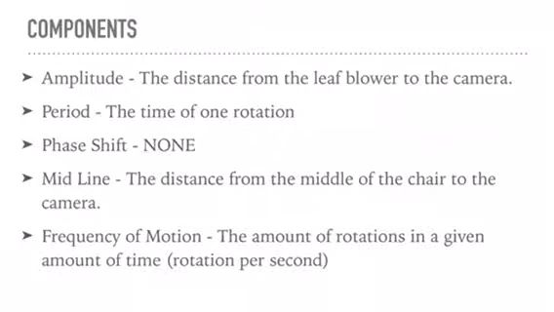The components of this project include the amplitude, which is the distance from the leaf blower to the camera, the period, which is the time of one rotation, the midline, which is the distance from the middle of the chair to the camera, and the frequency of motion, which is the amount of rotations in a given amount of time, or rotations per second.